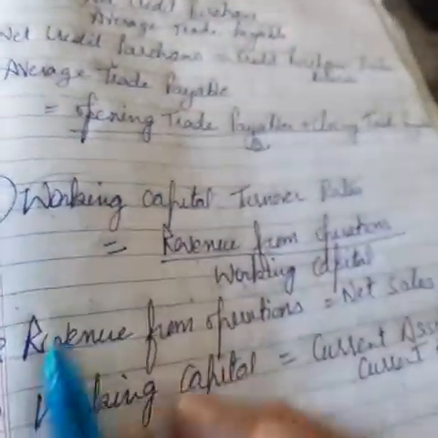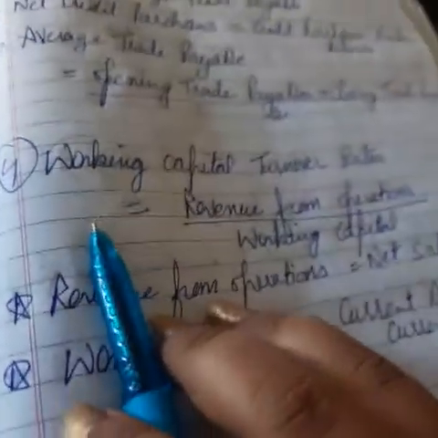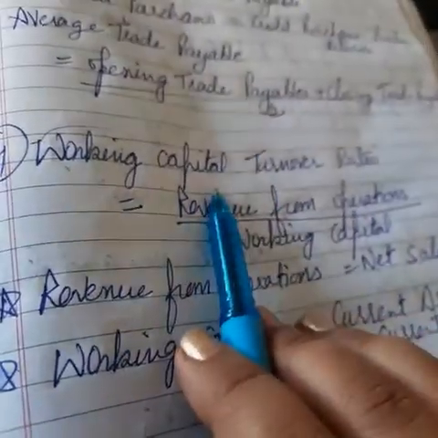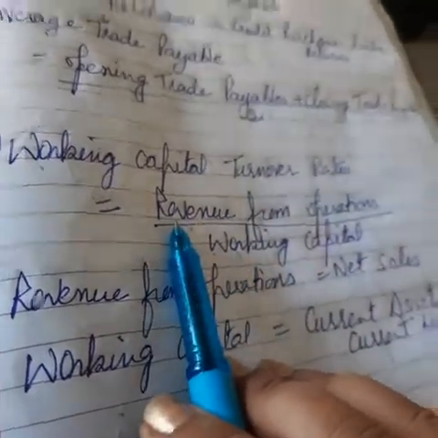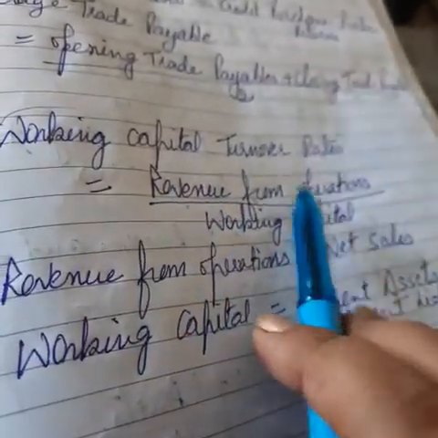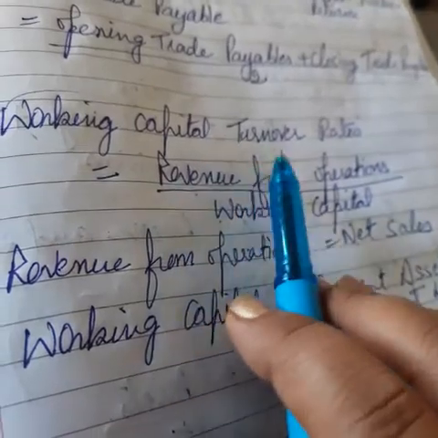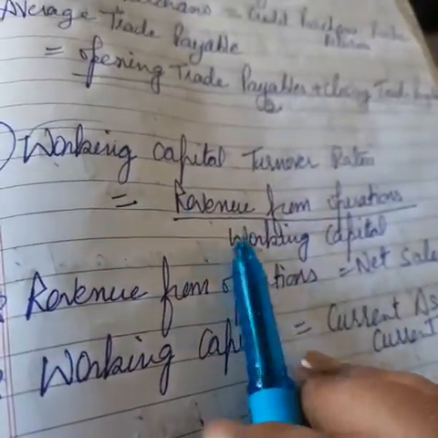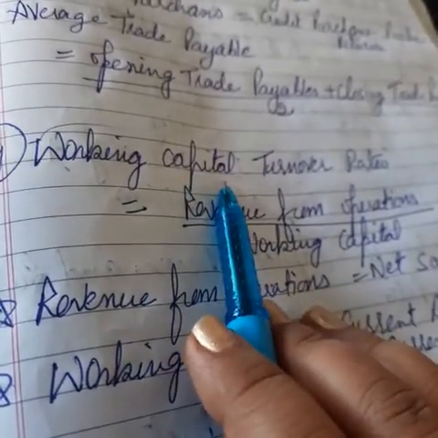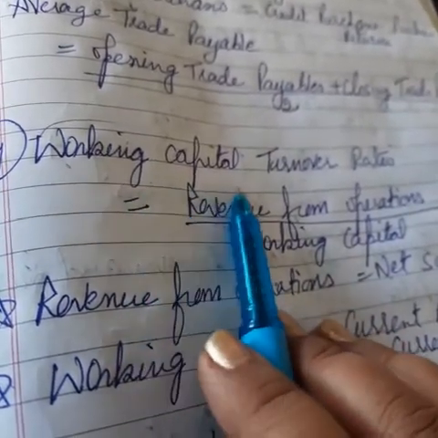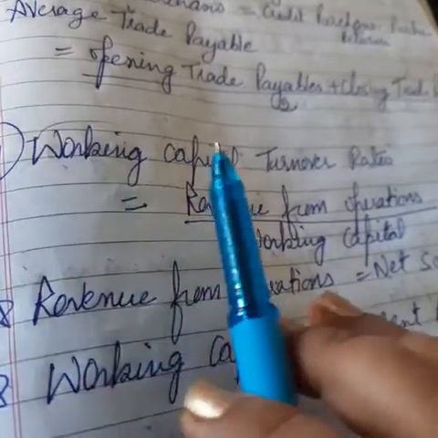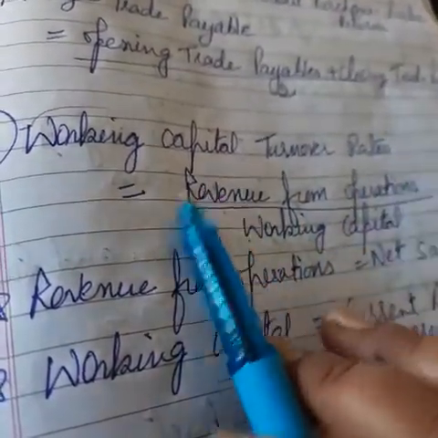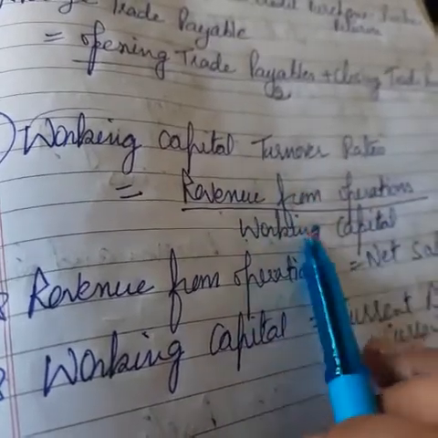Now the next and the last ratio of activity ratio is working capital turnover ratio. So working capital turnover ratio shows the relation between revenue from operations, means the amount that is received from net sales, upon its working capital. Working capital, we all know, is the capital which is required to smoothly run the business or for the regular activities. So how much money we require in order to get good sales, this shows the relation of this.